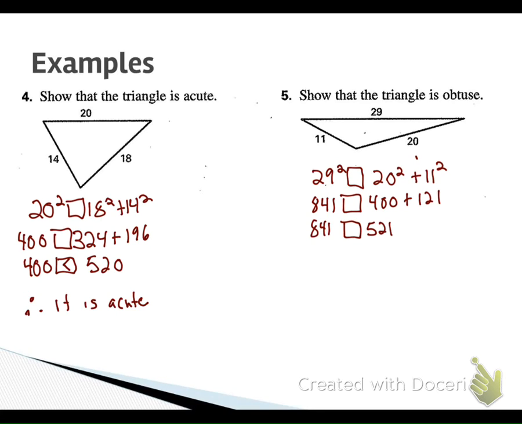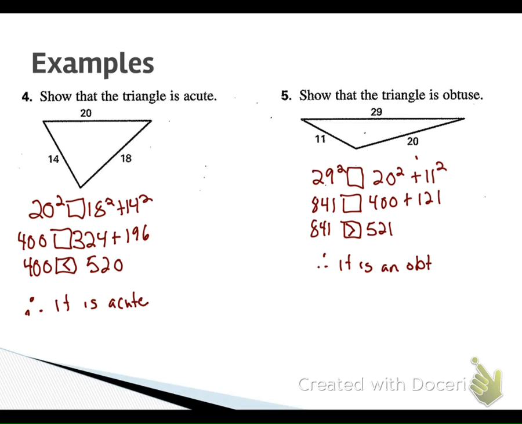521. So is 841 greater than, equal to, or less than 521? It's greater than. When c squared is greater than a squared plus b squared, what kind of triangle is it? It is obtuse.